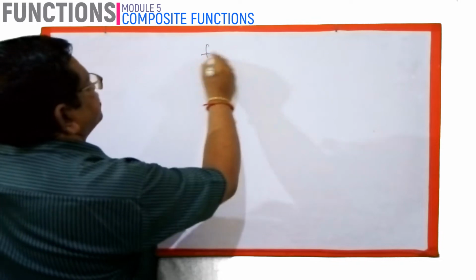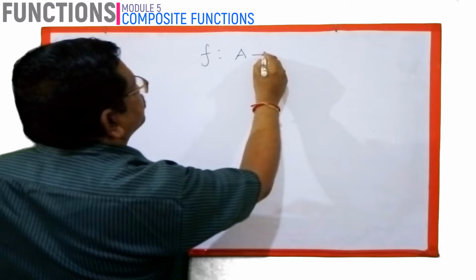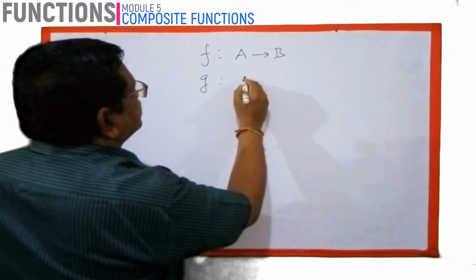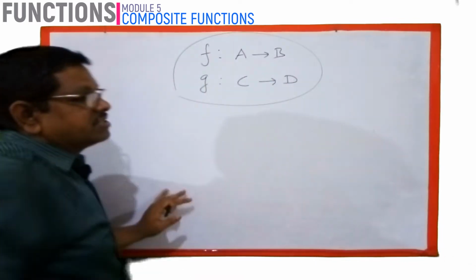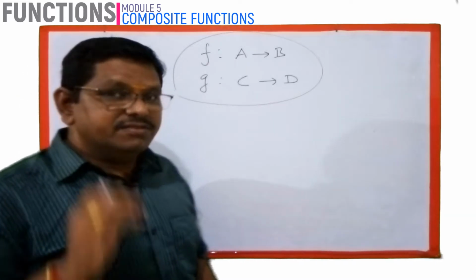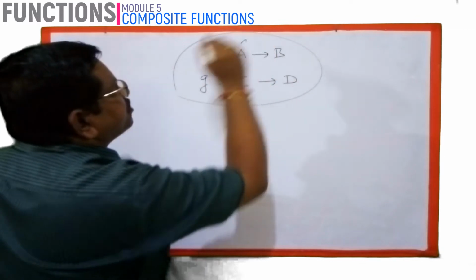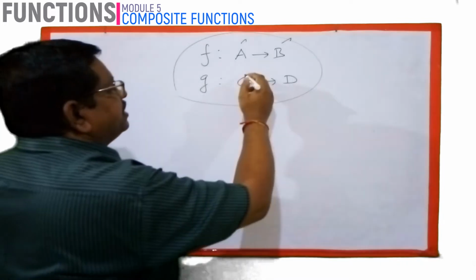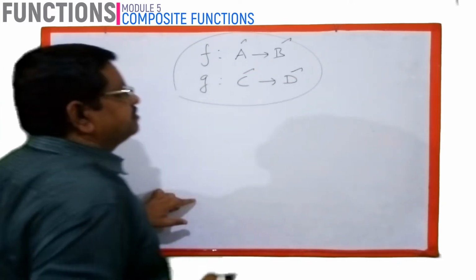Now let us take f to be a function defined from A to B. Say g is another function, from C to D. We want to say these two functions are identical functions. It is very simple to know that A is the domain, B is the codomain or range. Here C is the domain and D is the codomain or range.